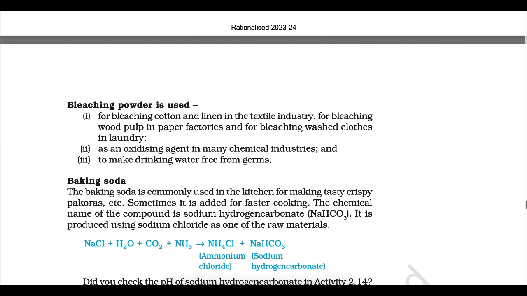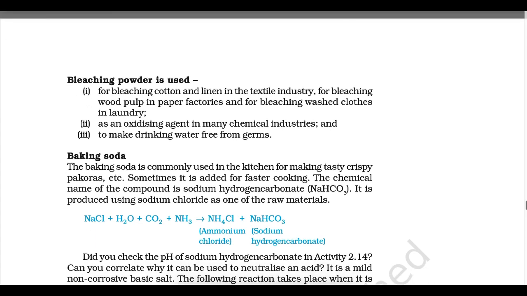Bleaching powder is used for bleaching cotton and linen in the textile industry, for bleaching wood pulp in paper factories, and for bleaching washed clothes in laundry. It is also used as an oxidizing agent in many chemical industries, and to make drinking water free from germs.